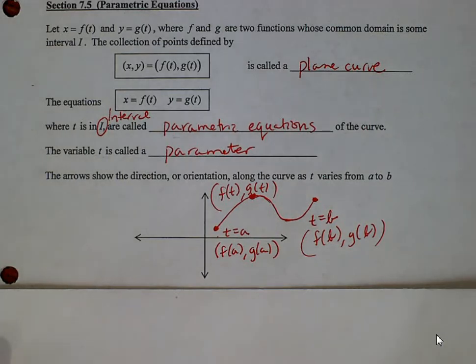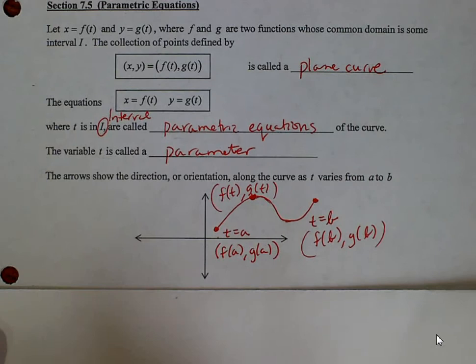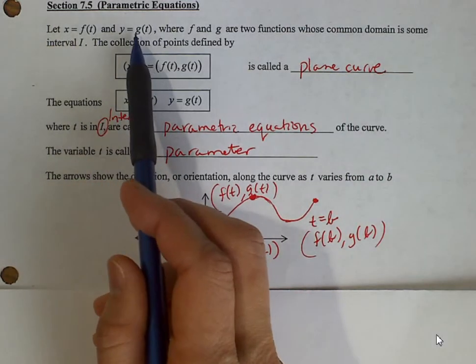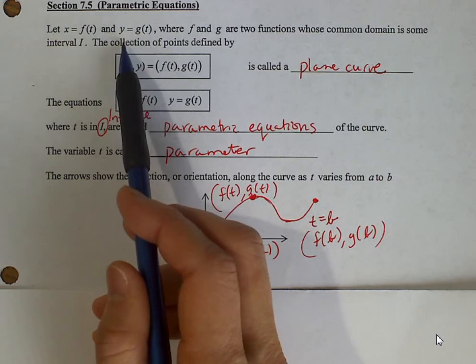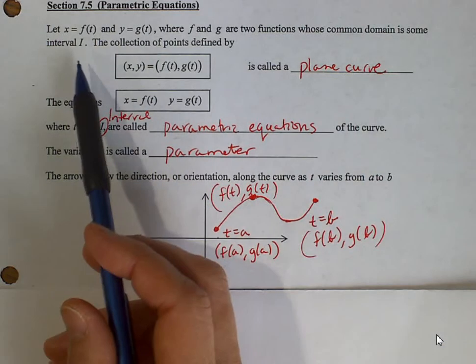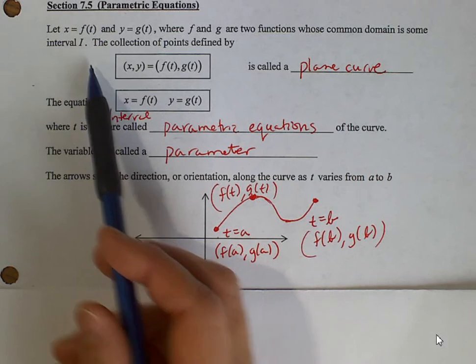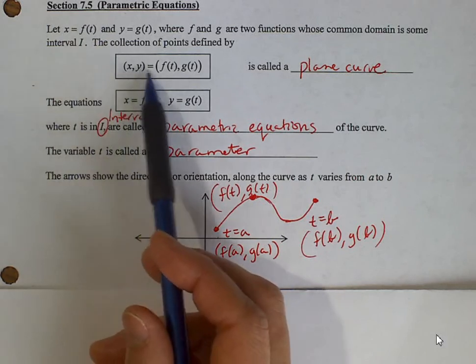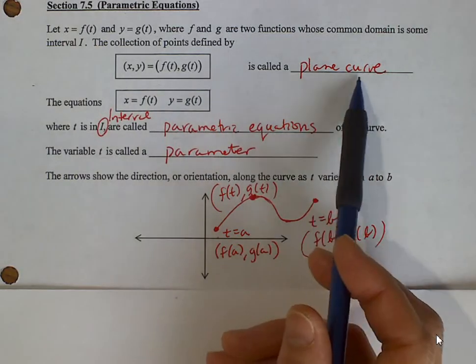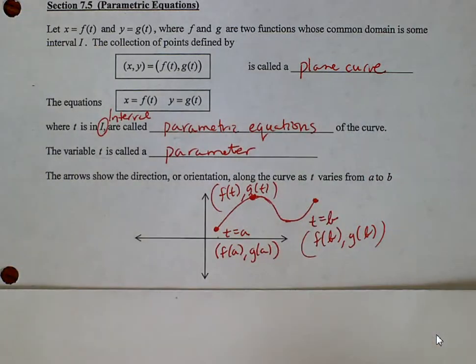This is section 7.5 on parametric equations on the class notes. Let x equal f of t and y equal g of t, where f and g are two functions whose common domain is some interval I. The collection of points defined by (x, y) equals (f of t, g of t) is called a plane curve.